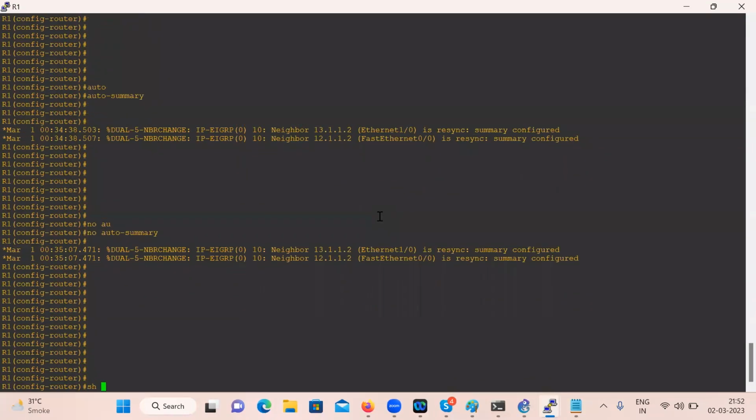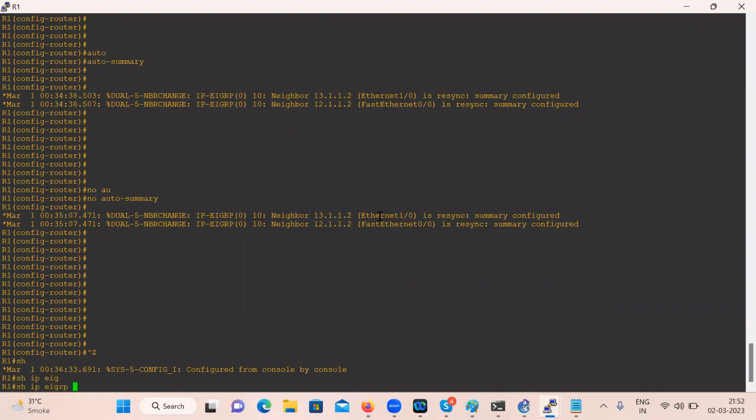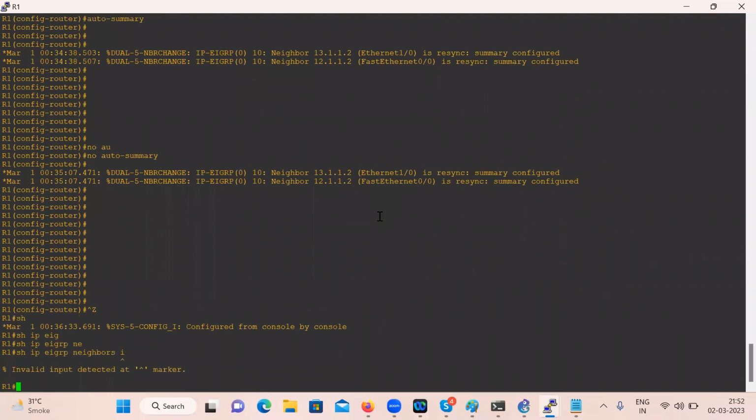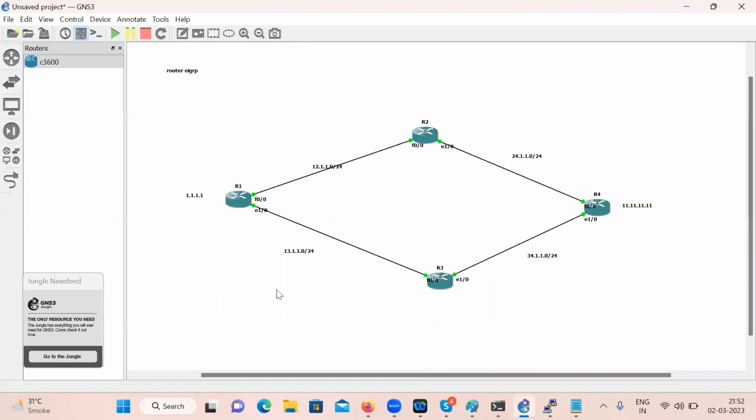A few more tables we have in EIGRP. The next table is show ip eigrp neighbor. How many neighbors does router 1 have? Router 1 has two different neighbors, router 2 and router 3, as per the topology.